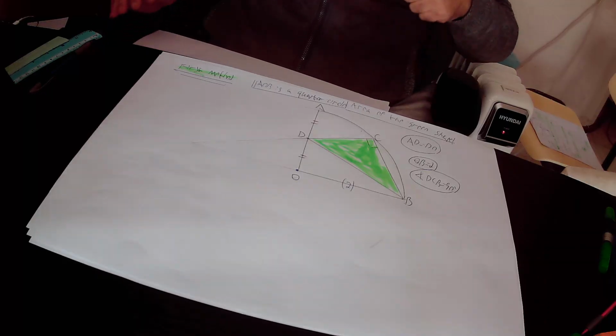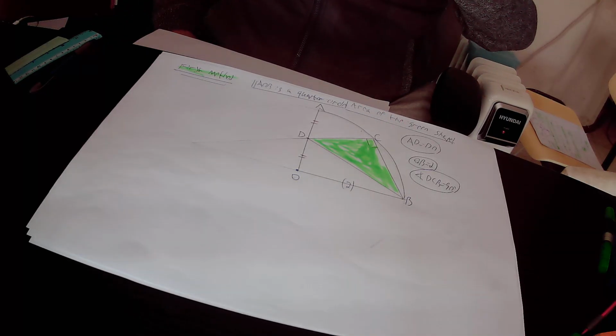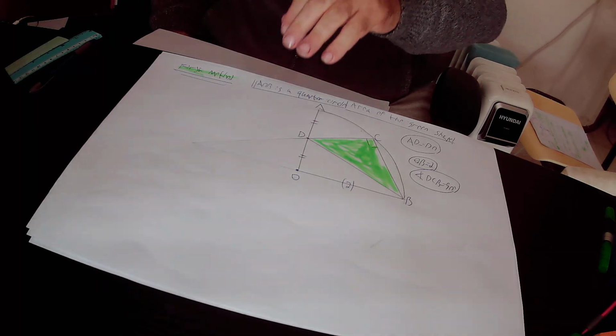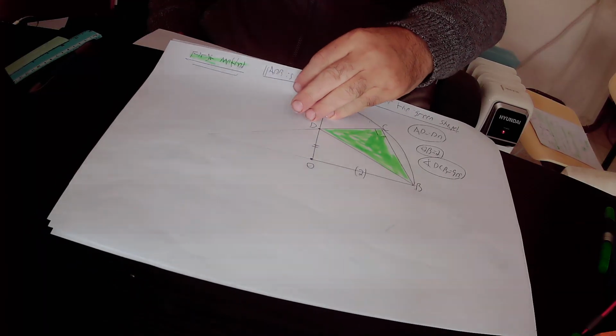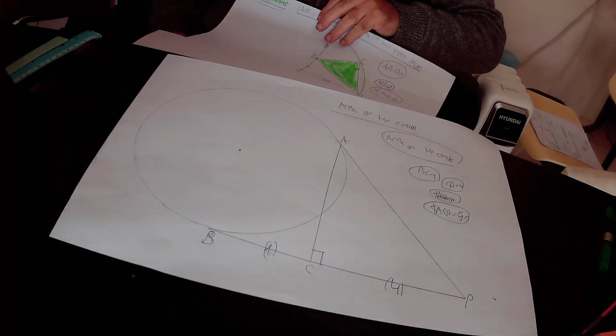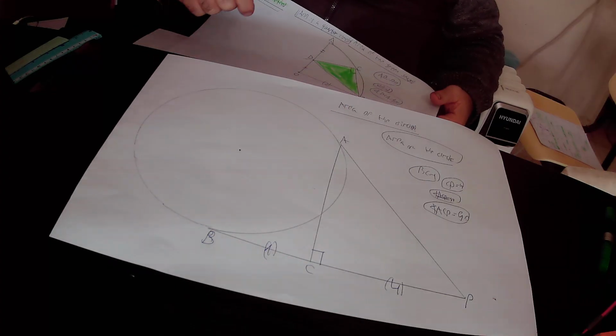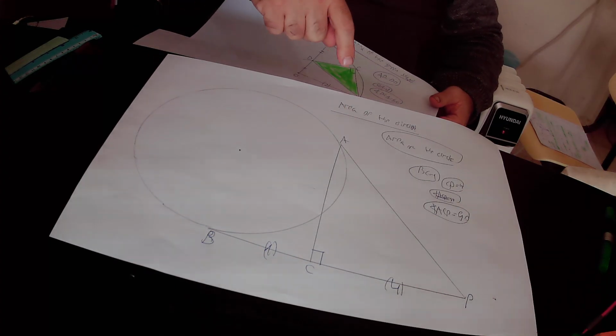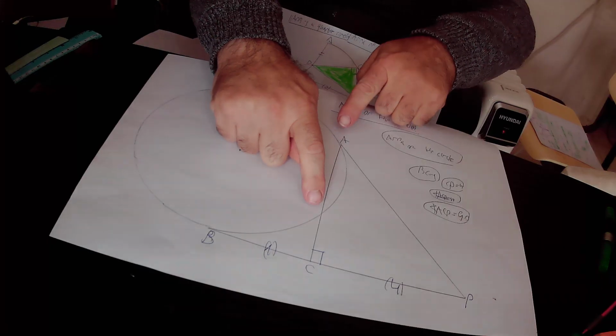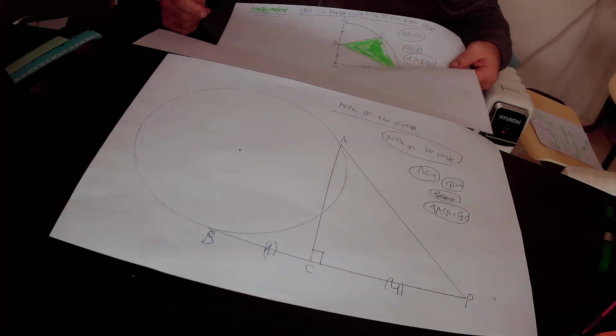In this lecture, I will answer two questions. In the first question, we find out the area of this green shape using two different methods. And in the second question, we find out the area of this circle that intersects with this right triangle ACP at those 2 points. So let's start with the first question.